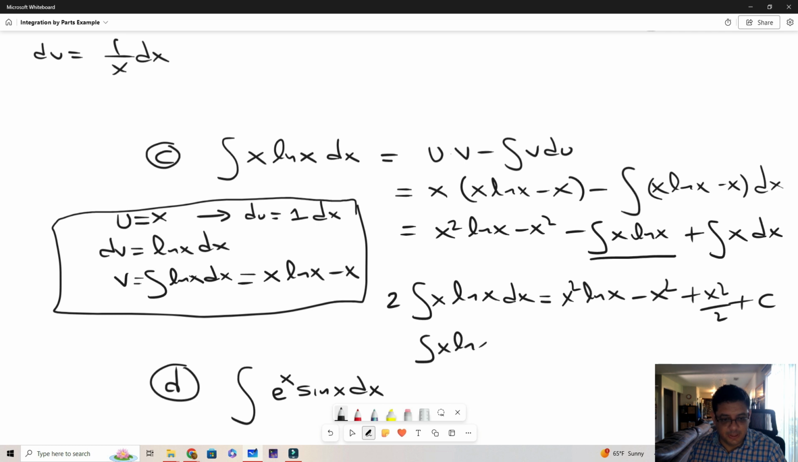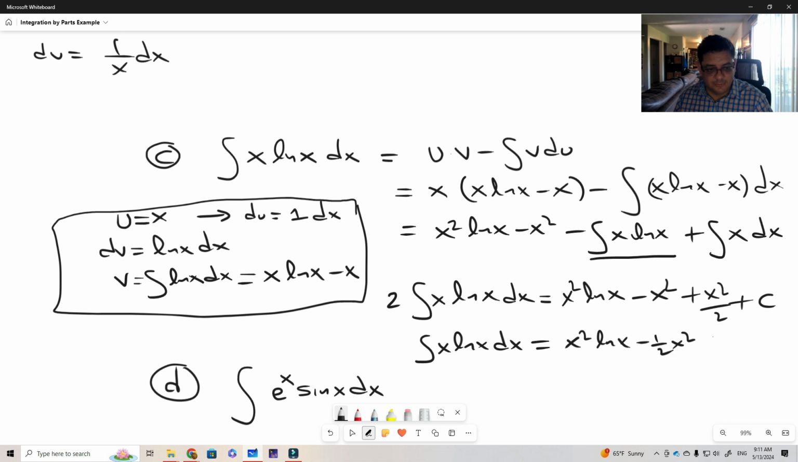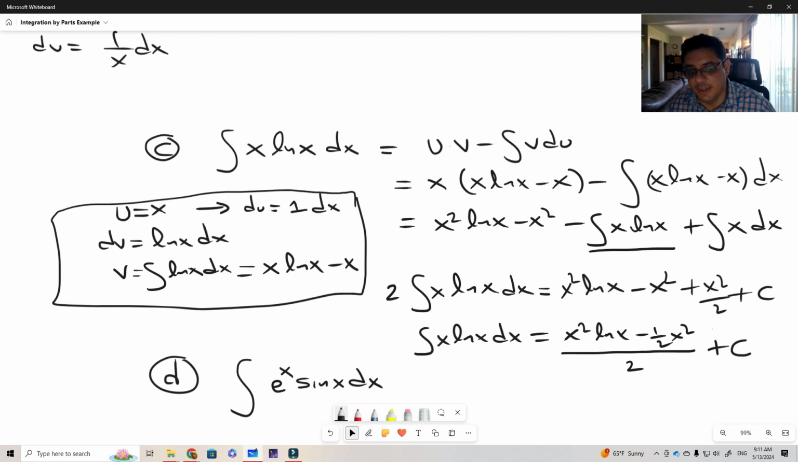So now the integral of x log of x would be, we're going to divide by 2, but we're going to simplify this first. Notice that this is 1/2 minus 1, so we're going to get minus 1/2. And so we're going to get x squared log of x minus 1/2 of x squared, and then we're going to divide by this 2, and then plus c. And that'll be the end of this particular example.